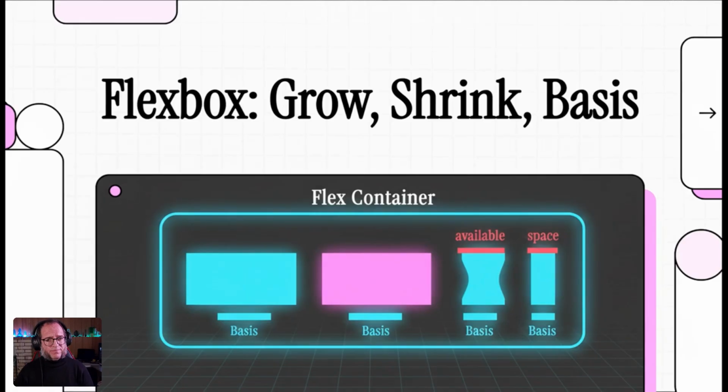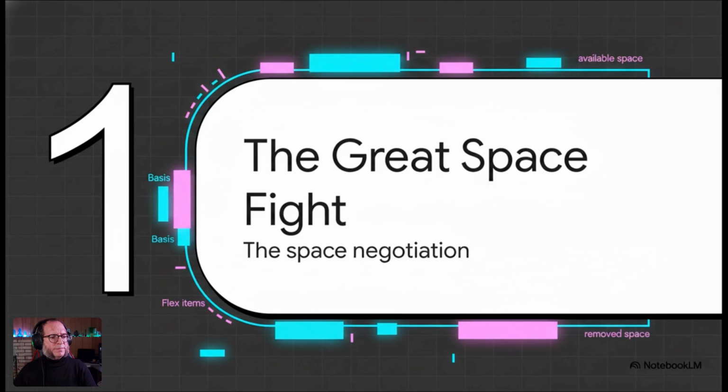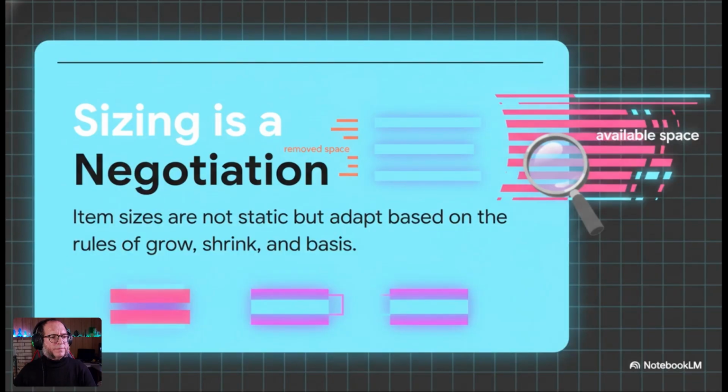Ever wonder why one flex item just hogs all the space while another one shrivels up like a raisin? Welcome to the Flexbox Power Trio: Grow, Shrink, and Basis. So let's get into it. You see, in Flexbox, sizing isn't some static, fixed property. It's a full-on negotiation. Your items don't just sit at a fixed width. No way. They adapt. And the three rules that run this whole show, you guessed it: grow, shrink, and basis.